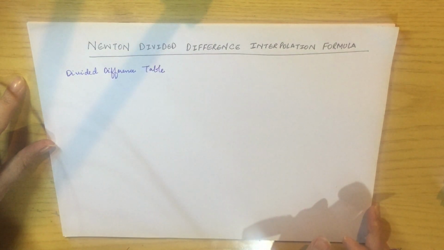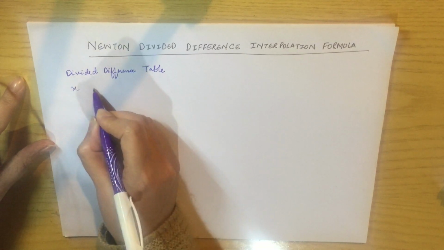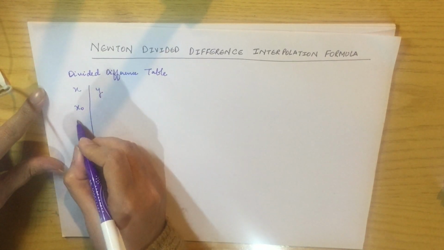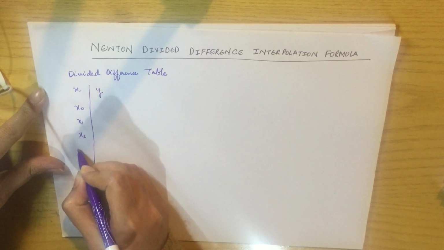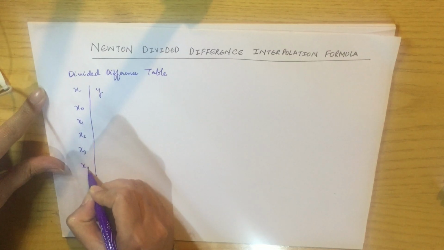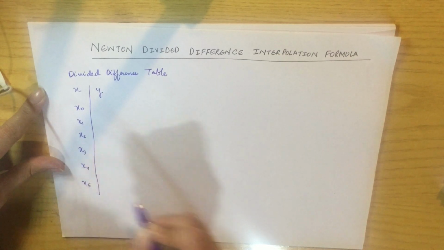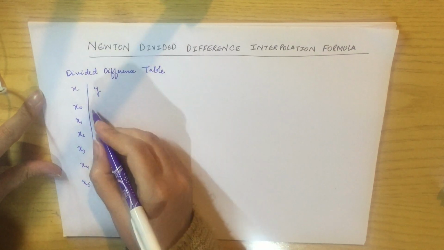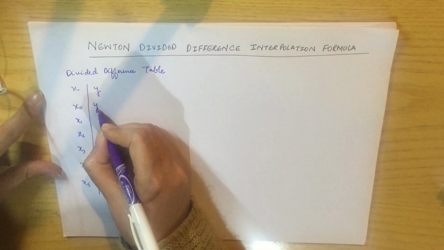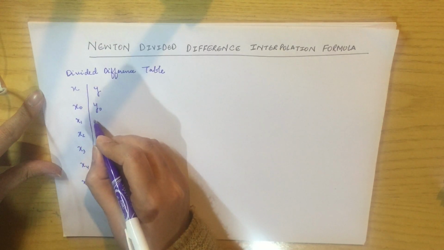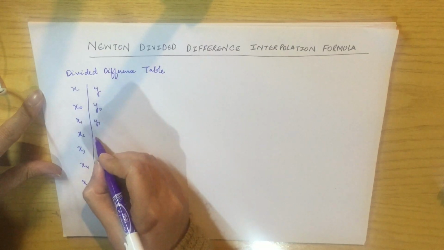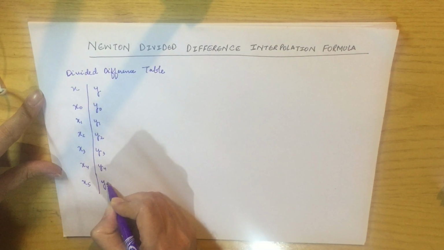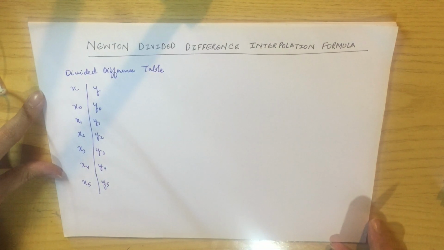Suppose, for example, we are given the points x and y. Say we are given the points x0, x1, x2, x3, x4 and x5, and the values of y at these points. At the point x0 the value of y we take as y0, the value of y at x1 is y1, the value of y at x2 is y2. Similarly we have y3, y4 and y5. So suppose these are our points x and y.